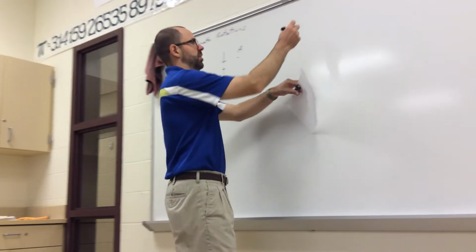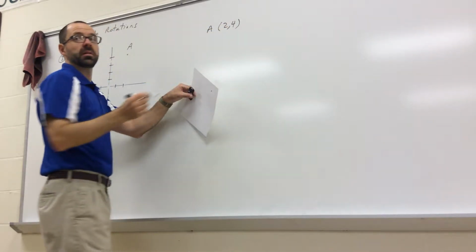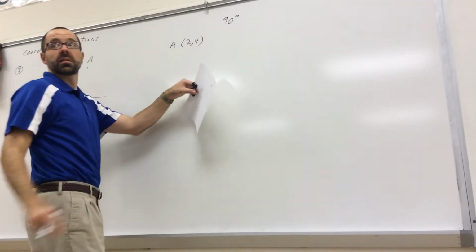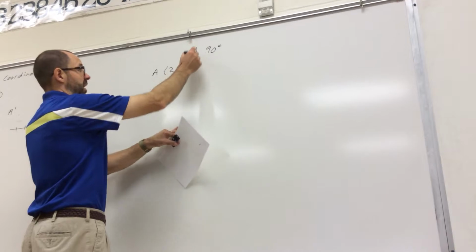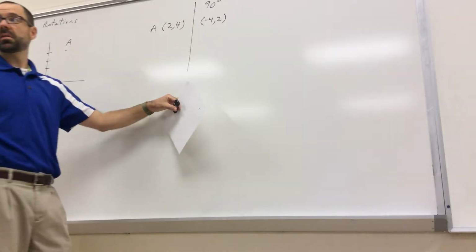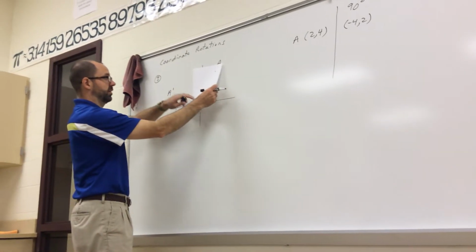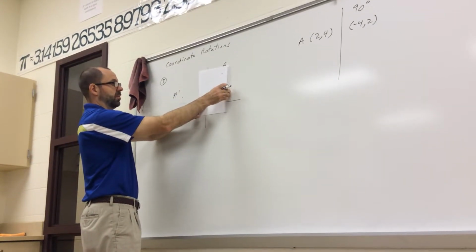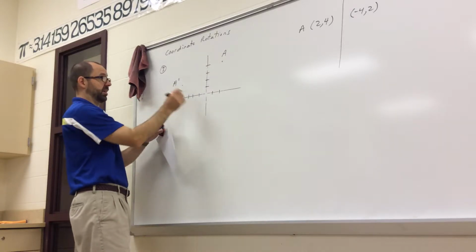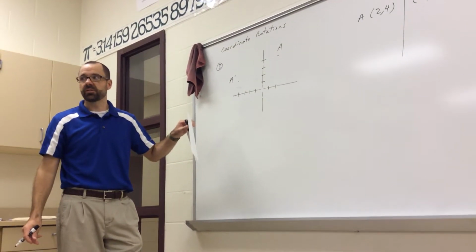Okay, so we're going to keep track of this. We had the point A at 2, 4, and then we rotated 90 degrees, and it ended up at negative 4, 2. We had our point A, rotated 90, ended up back here at negative 4, 2. Is everybody seeing that okay?